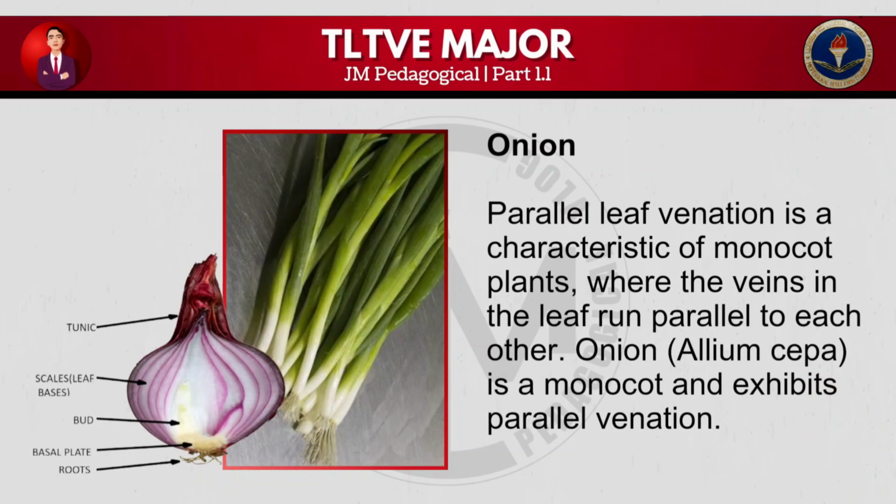Parallel leaf venation is a characteristic of monocot plants where the veins in the leaf run parallel to each other. Onion, Allium cepa, is a monocot and exhibits parallel venation.